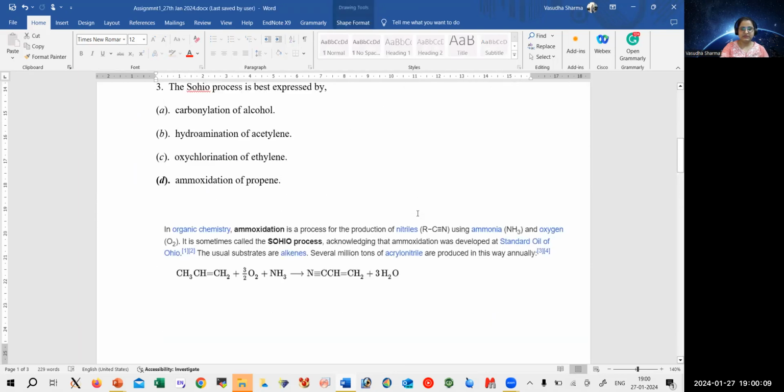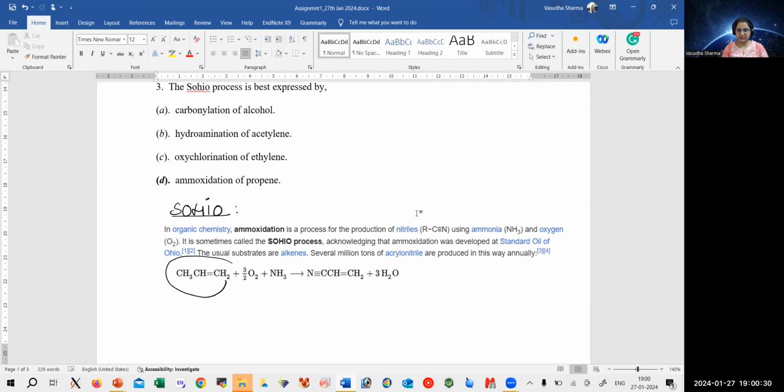The third is, the Sohio process is best expressed by carbonylation of alcohol, hydroamination of acetylene, oxychlorination of ethylene, or oxidation of propene. This is taken from the internet. The Sohio process is nothing but if you have a propene kind of molecule. So this involves a propene, that is an alkene. Its starting substrate is not the alcohol, not the acetylene, not the ethylene. The starting substrate has to be propene.